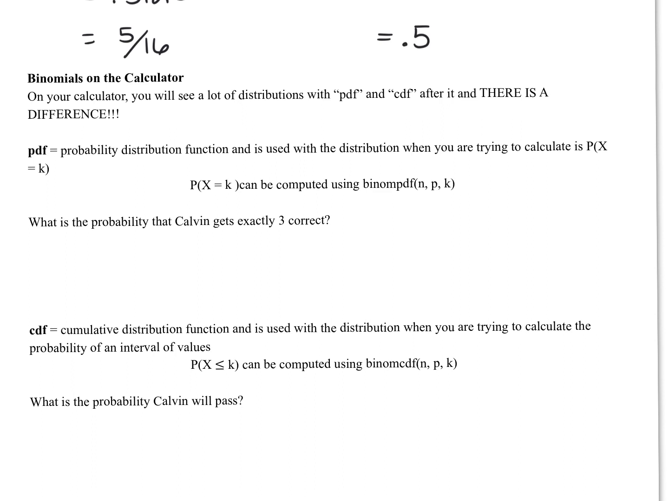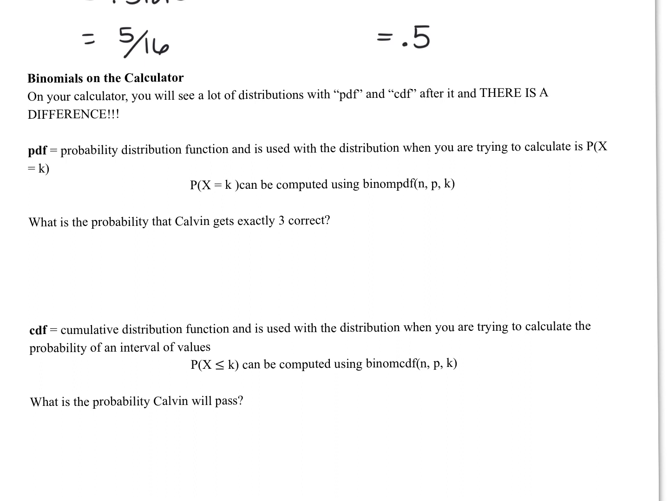The next thing we're going to discuss is how to calculate binomial distributions on the calculator. When we were discussing the normal distribution, we used normal CDF, but there is also a distribution in the calculator that allows us to do binomial distributions. One of them is with PDF and the other one is with CDF, and they are different calculator functions. They do calculate different things.